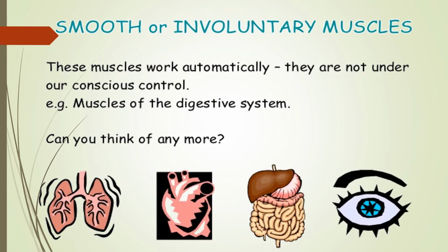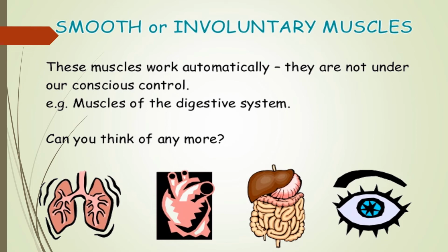Smooth or involuntary muscles. These muscles work automatically. They are not under our conscious control. Examples: muscles of the digestive system. Now here, when you're talking about smooth muscles or involuntary muscles, involuntary, everybody has understood the meaning of the word involuntary. It means you are not in control of anything.